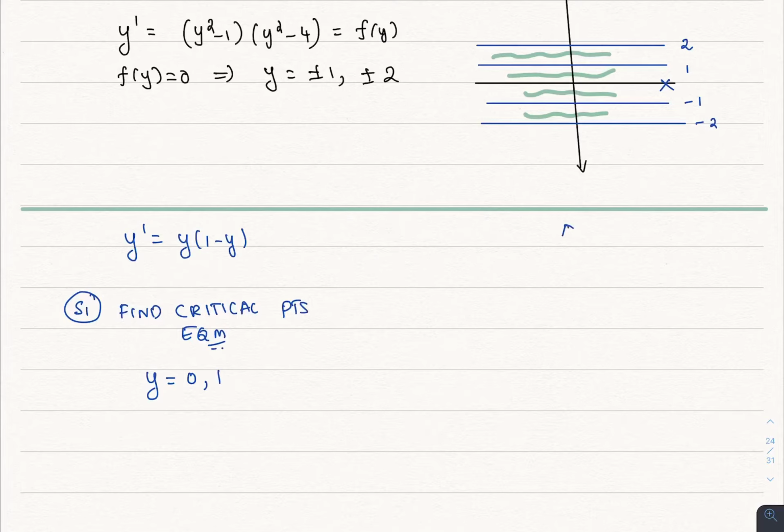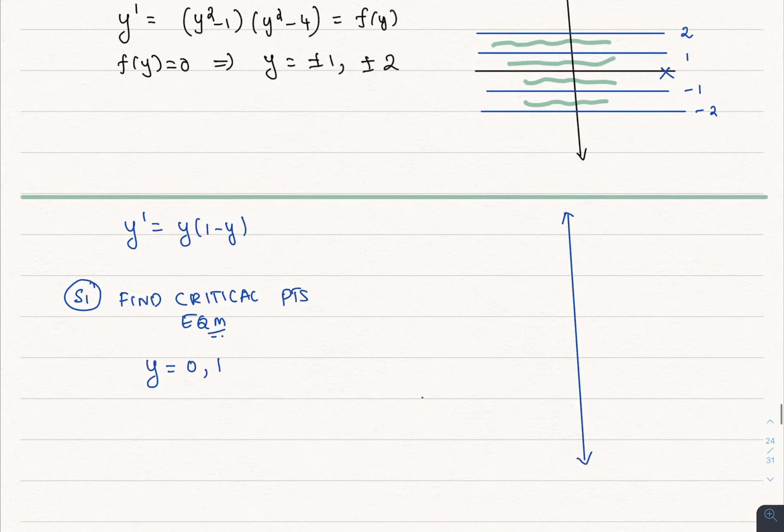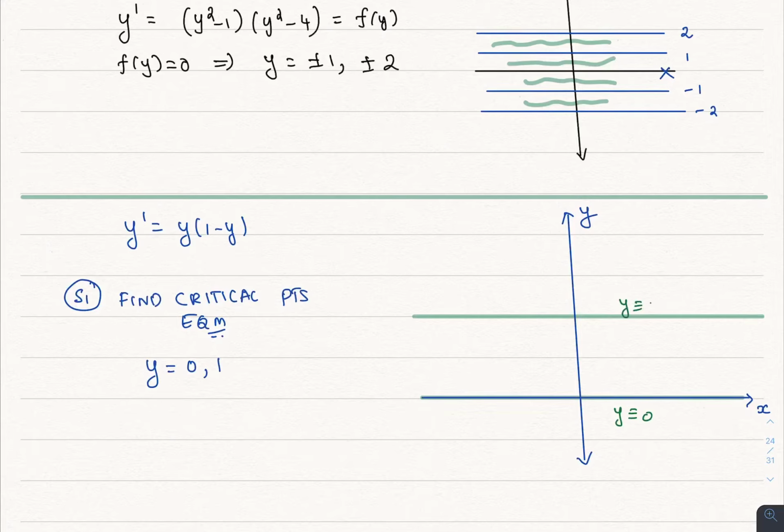Then I am going to make my y-axis, and I'm going to have my x-axis. So here's my x-axis, and here's my y-axis. And I'm going to then graph my solutions, the equilibrium points. 0 is one. And 1 is also another one. So we have 2 solutions, and this is y is equal to 0, and this is y is equal to 1.